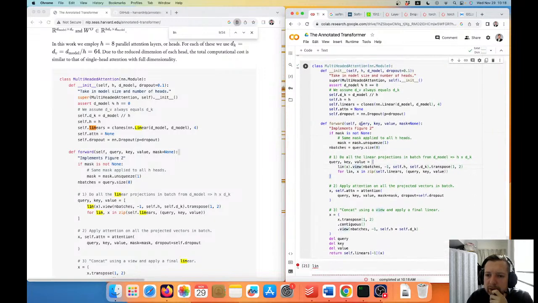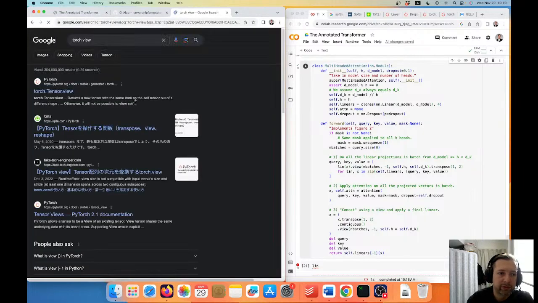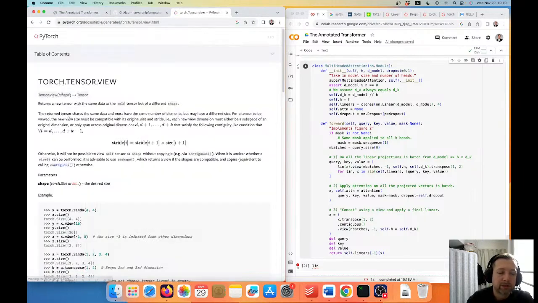Is this... this must be... Oh, okay, sorry, it's this one. So they have linear layers here. Do a linear layer on input. Okay, and then just quickly, let's take a look at torch view. What's view? Returns a new tensor with the same data as the self tensor, but of a different shape. It shares the same data and must have the same number of elements, but may have a different size.